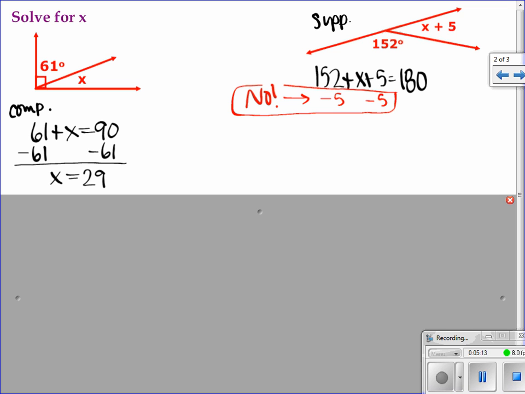You cannot do this. So let's go back and actually do what we're supposed to do, which is combine those two, 157. We'll subtract that. And get 23. Questions?